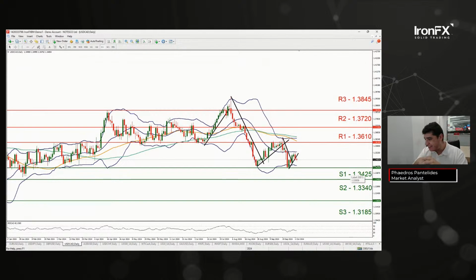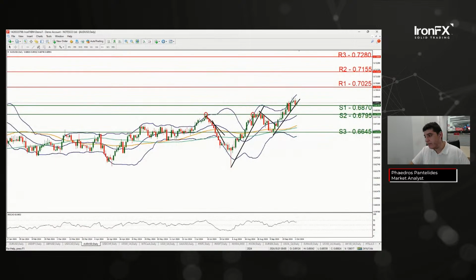The reasoning is, look at the Bollinger Bands, they have flattened out. It's close to that R1 level, so we might see the pair fluctuate between S1 and R1. Break below S1, immediately opting for a bearish outlook, potentially down to S2 at 1.3340. Lower than that, we have 1.3185.